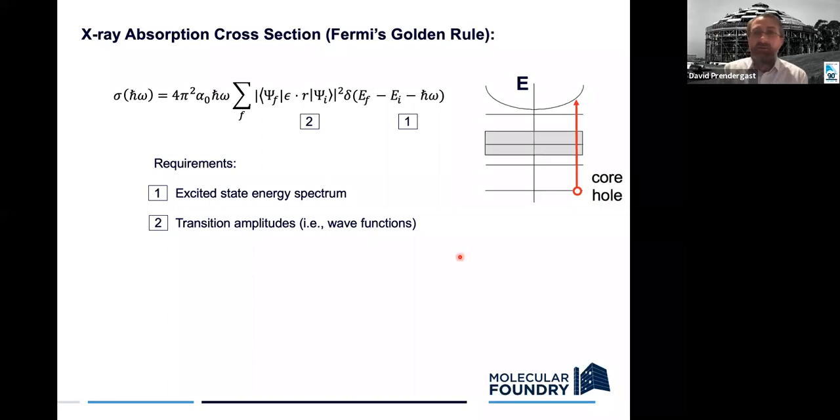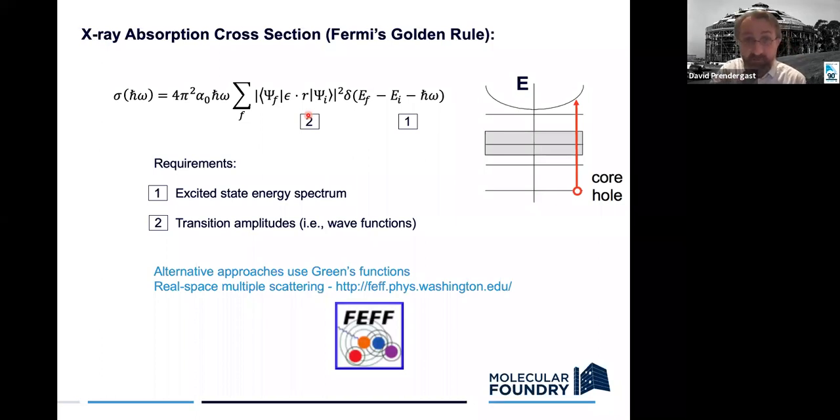Okay, so what would I need in my toolkit as an electronic structure theorist to try to understand these spectra? So just breaking down the Fermi's golden rule expression here, I need some knowledge of the excited state energy spectrum. I need the energies. And then I also need to evaluate transition amplitudes here. And so therefore I need states, I need wave functions.